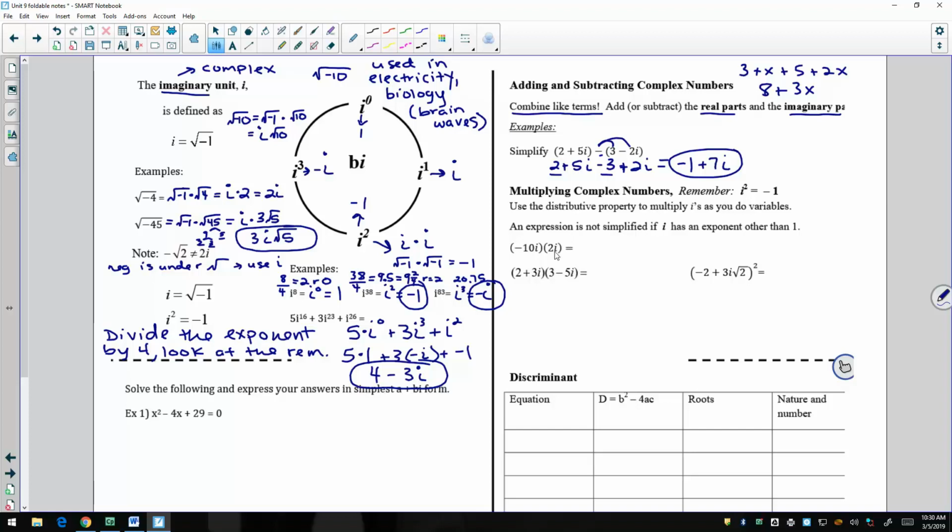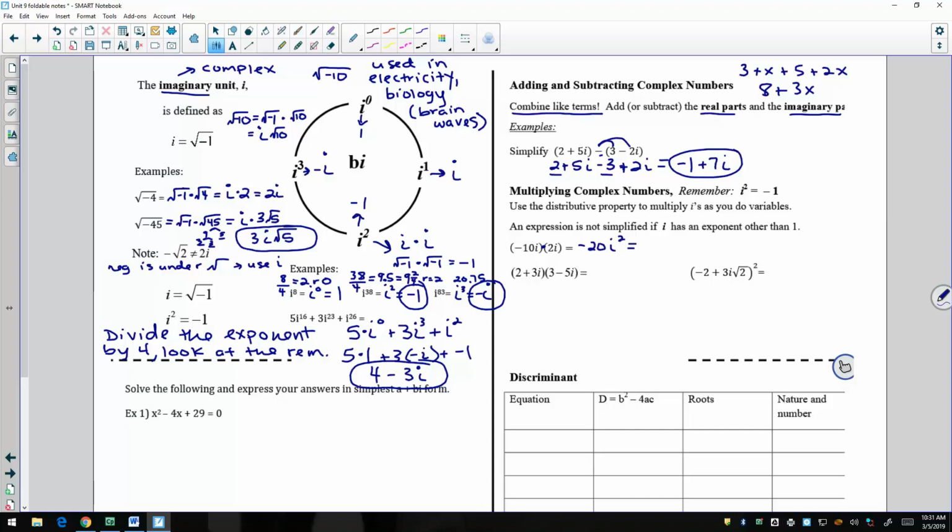Okay, and then the last one is multiplying. Same thing, treat the i like you would an x. So when you are multiplying, remember, if you had negative 10 times x, you can multiply those together. You would just call it negative 10x. Well, same thing here. Negative 10i times 2i is just negative 20i squared. And then going back from lesson 1, you know what i squared equals.